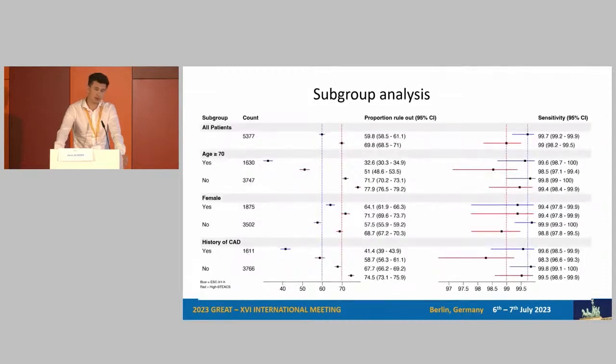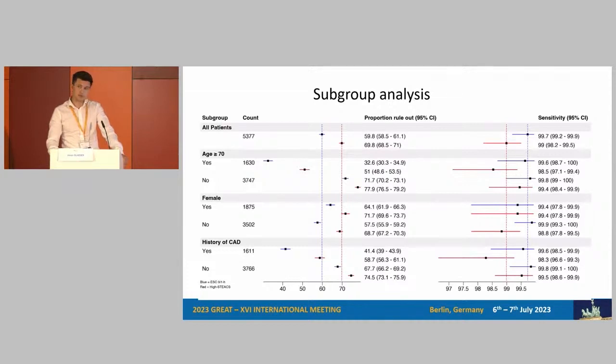We performed a subgroup analysis for age, sex, and history of coronary artery disease. On this slide, you can see in blue represented the ESC pathway, in red the high stakes pathway, and the vertical lines represent the overall performance of the two pathways. On the left side, you see the proportion of rule out, and it's very clear that for patients older than 70, the ESC pathway can only rule out 1/3 of the patients. We obtained similar results for history of CAD positive.